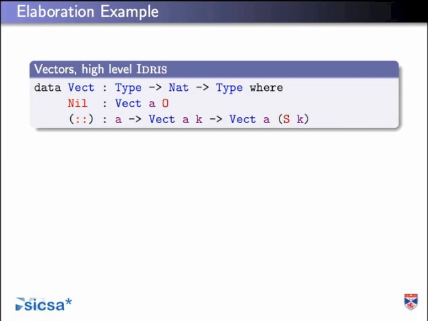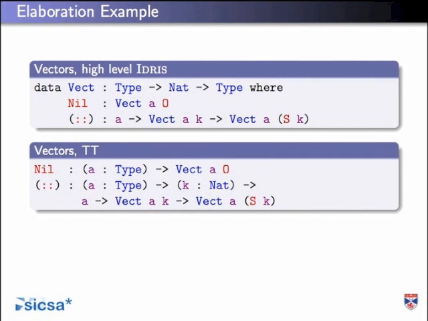I'll give you an example of how elaboration might work. When I say elaboration, I'm basically talking about how you take the high-level program and turn it into the low-level representation. I'll take a high-level Idris program, a high-level data type and a high-level function, and I'll show you what happens when you go from that program into TT. So here's vectors. We've seen vectors a few times already. We're all intimately familiar with this data type. We've used it in quite a few of the exercises.